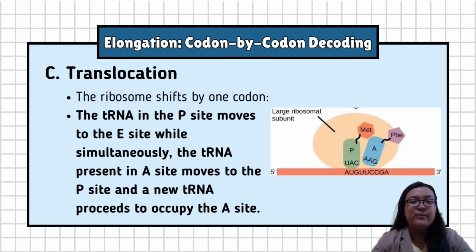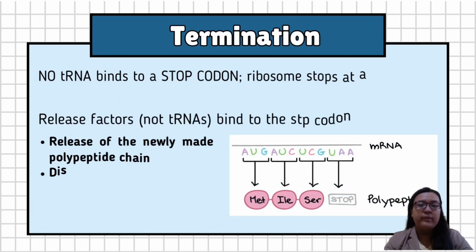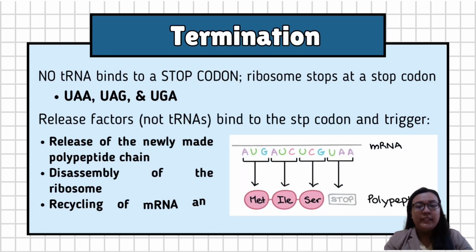This cycle continues with tRNA molecules entering and delivering their amino acids, until termination, when the ribosome reaches a stop codon: UAA, UAG, or UGA. No tRNA binds to it. Instead, release factors bind to the stop codon and trigger the release of the newly made polypeptide chain, disassembly of the ribosome, and recycling of tRNA and mRNA.